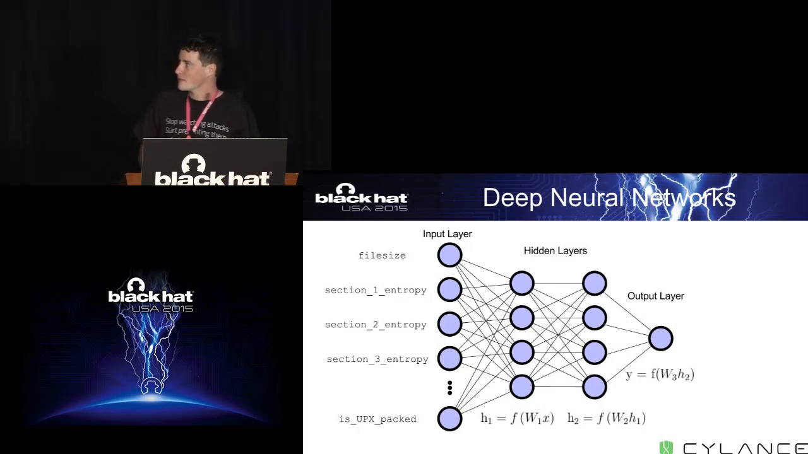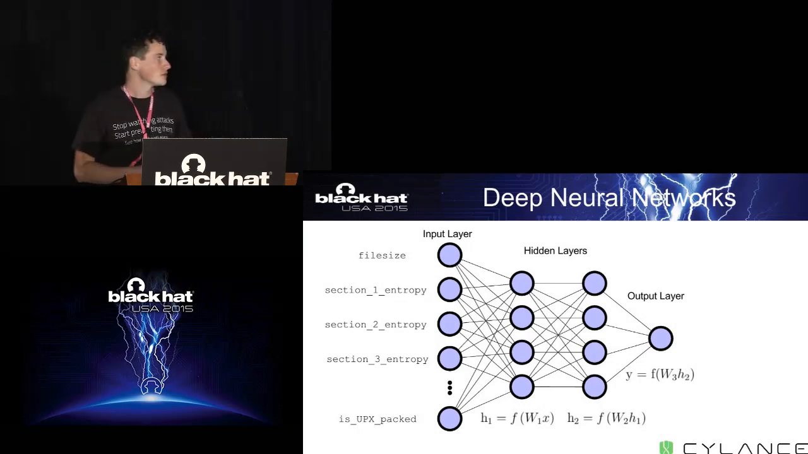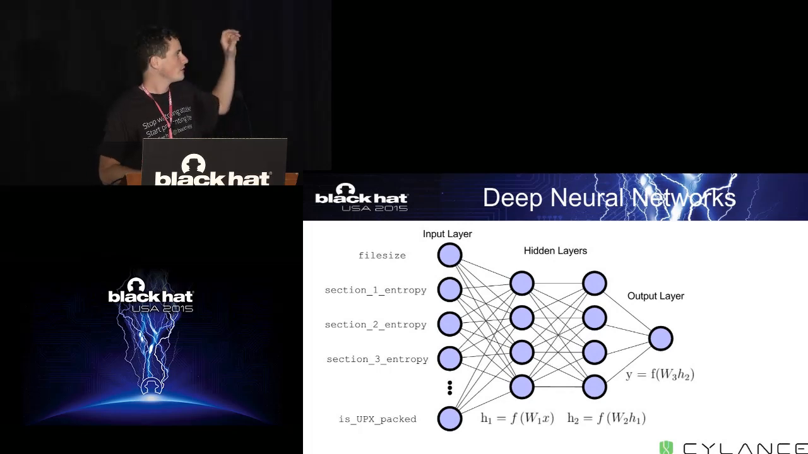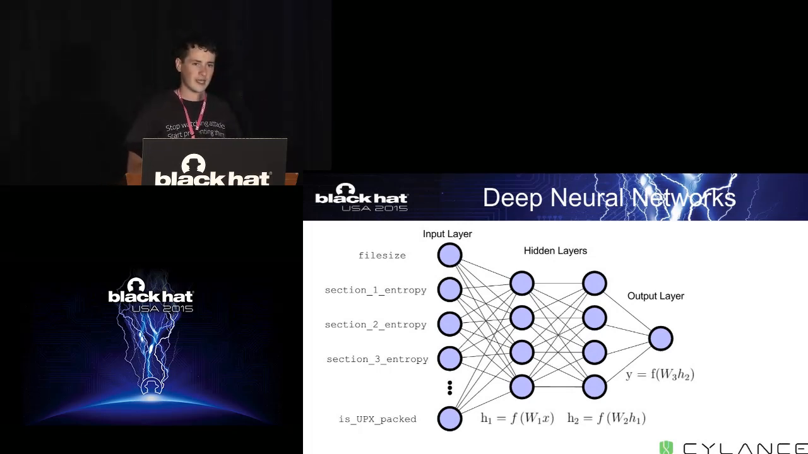So now that I've shown you that, I'm going to introduce what's going on mathematically in a deep neural network when you go from an input vector to an output label. What I have on the left side here is a set of input features. The top node is going to be file size. Next node is going to be section 1 entropy, let's say section 2 entropy, section 3 entropy. Then we have a whole bunch of other features which I haven't listed. Then we have a final feature like, is packed with UPX or something like that.